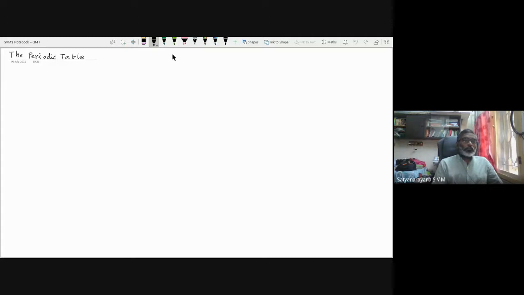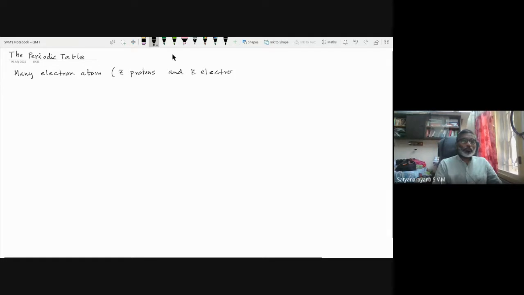So let us say that we have a typical many electron atom. There are Z electrons and Z protons. Of course, Z neutrons are also there, but I am not bothered because they are not electrostatically active.